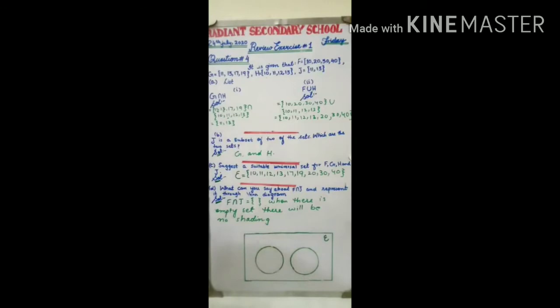No shading in the diagram. So I have drawn two disjoint sets, because there is no common element present in F and J sets. So you have to write, this is F set, this is J set. These two sets are disjoint. There is no common element. There is no shading area.